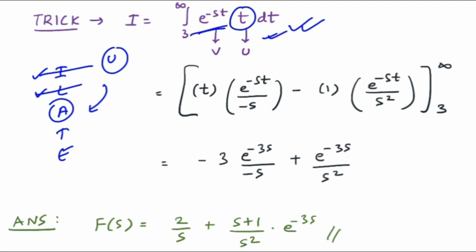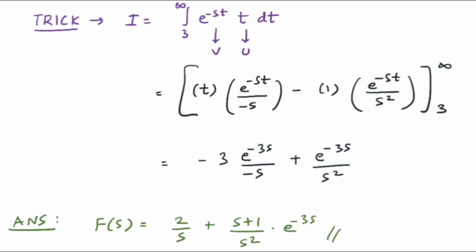So e raised to minus st is v. And now you can either go for the uv rule or let us see the trick. It is very easy. It is a two-step process. The first step is you should first decide which is u and which is v, and then you have to use the logic u into integral v. So integral v basically means integral of e raised to minus st, which is e raised to minus st upon minus s.